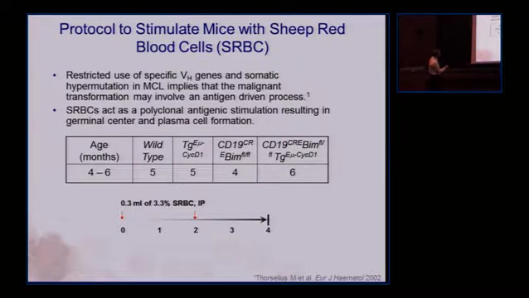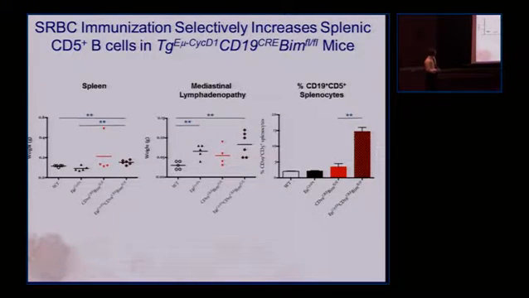And so we used sheep red blood cells, which act as a polyclonal antigenic stimulation, leading to germinal center and plasma cell formation, on a cohort of mice with 2 injections, and then checked a little while afterwards. And in these mice, while the spleen weight and mediastinal lymphadenopathy were relatively similar, what was striking was that we saw this expanded population of CD19 positive, CD5 positive mantle cells only within our transgene knockout mice.